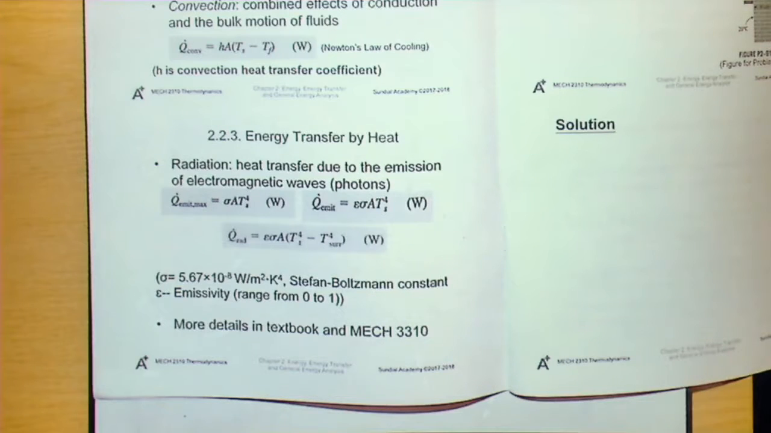This holds provided that the surrounding surface at temperature T surrounding is much larger than the surface at temperature Ts and can fully enclose it. We have some assumptions that the surrounding is very big such that it can fully enclose the surface emitting the radiation. For more details, please refer to the textbook as well as MECH 3310, that is heat transfer, for details.